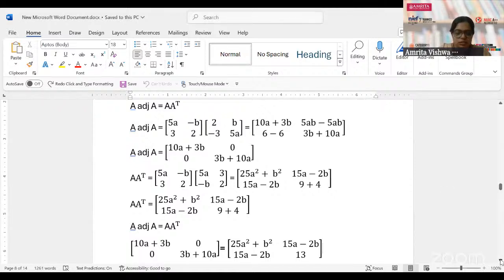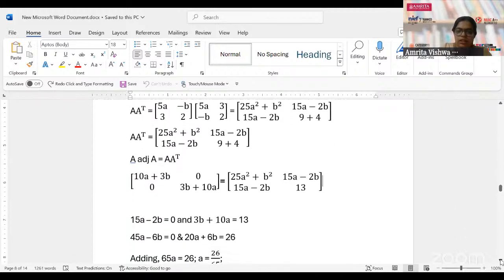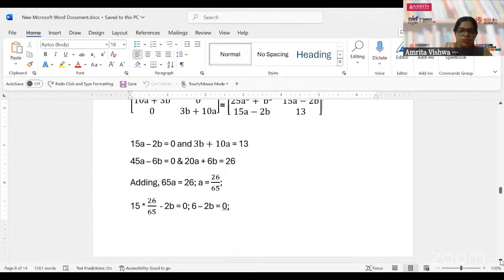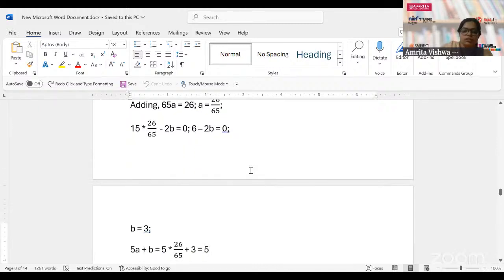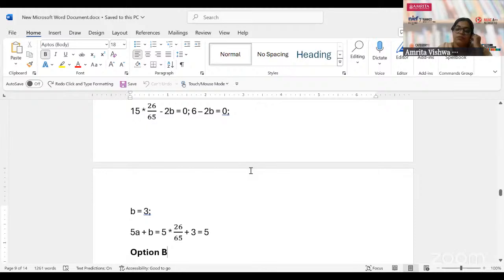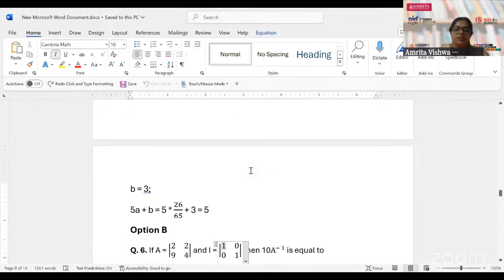So yes, I hope up to this part it's clear to everybody. Now it's just assigning things. 15A minus 2B equal to 0, 3B plus 10A equal to 13, and you have 45A minus 6B equal to 0, and 20A plus 6B equal to 26. It's just solving things. Once you have one, find the other one also. So 5A plus B, that is 5 into 26 by 65 plus 3, it's 2 plus 3, that is 5. And the option is option B. Yes.